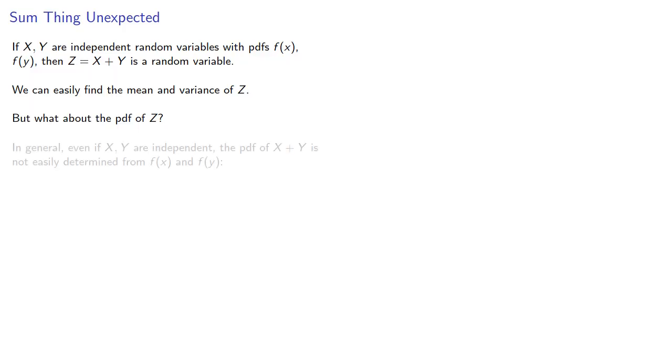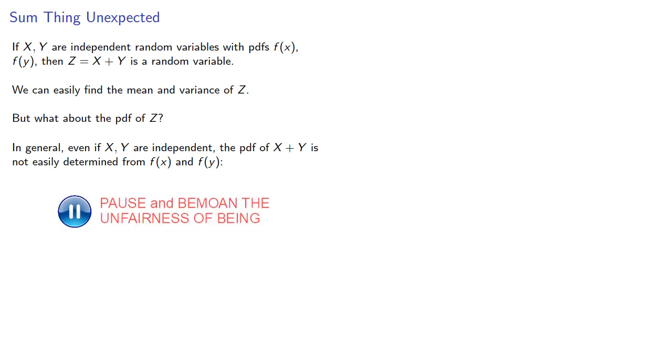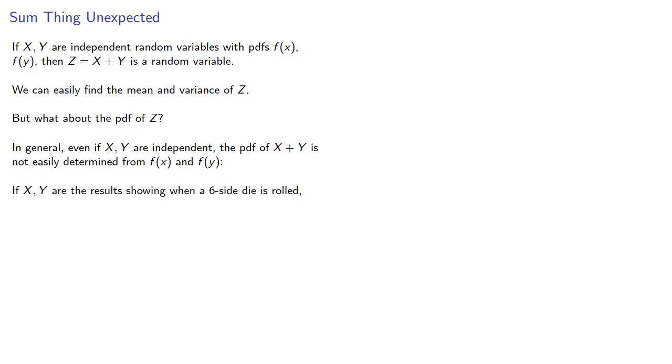In general, even if x and y are independent, the PDF of the sum is not easily determined from the individual PDFs. For example, if x and y are the results shown when a 6-sided die is rolled, then x and y individually have a uniform PDF, but x plus y has a binomial distribution.